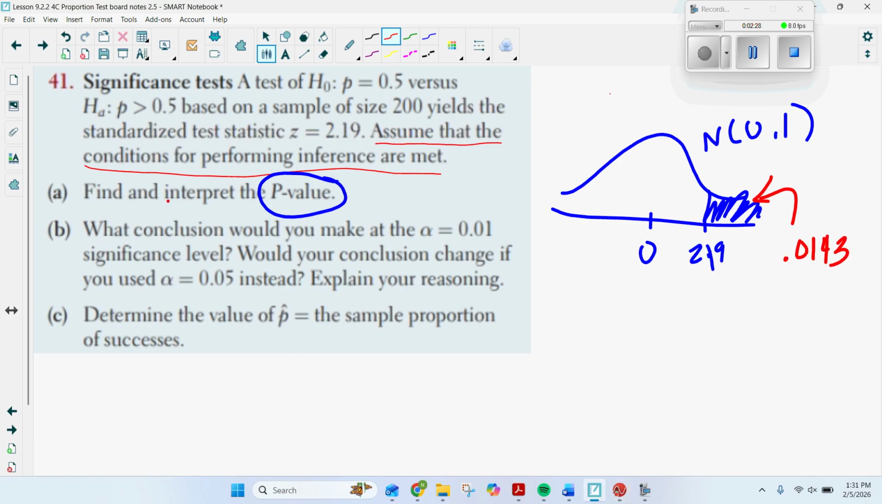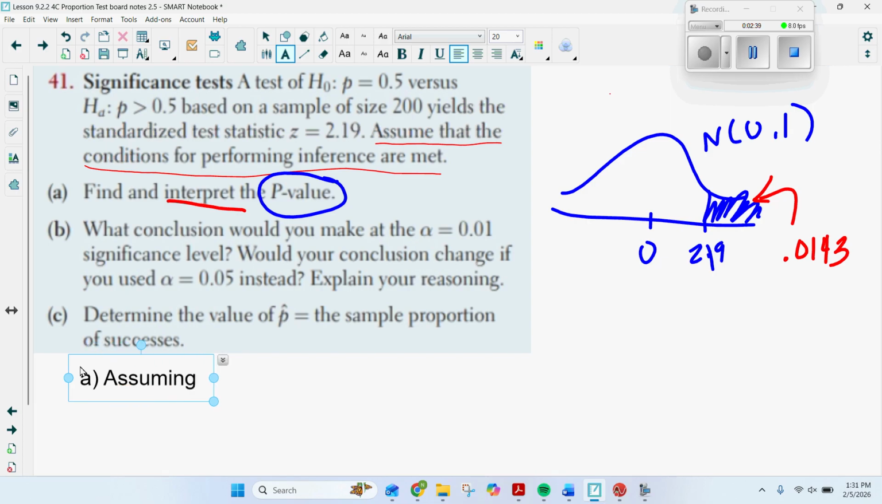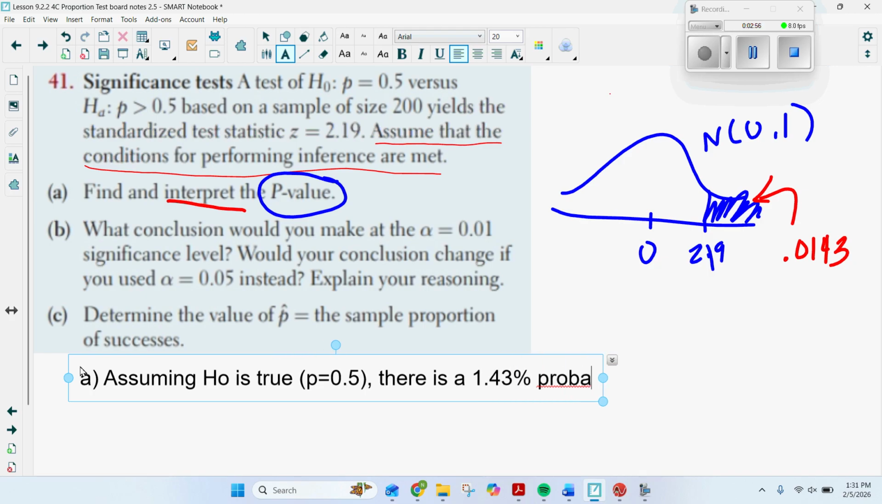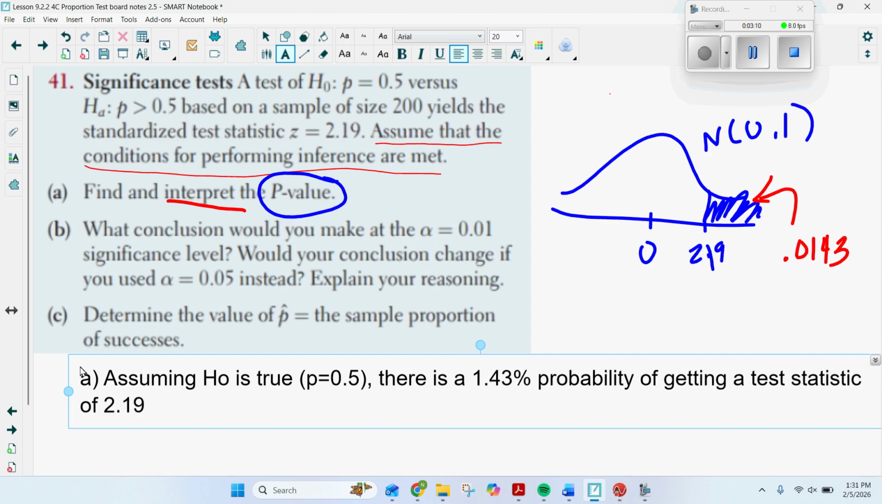And then it does ask us to interpret it, and so I'm going to type this because it's a script. And our script tells us, assuming H naught is true, and then we're going to put what that is in parentheses, we have, or we can say there is a 1.43% probability. You can leave it as a decimal or you can write it as a percent of getting a test statistic of 2.19 or greater purely by chance. That's just me kind of filling in the script for a p-value.